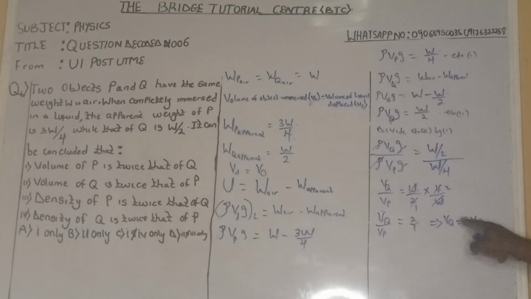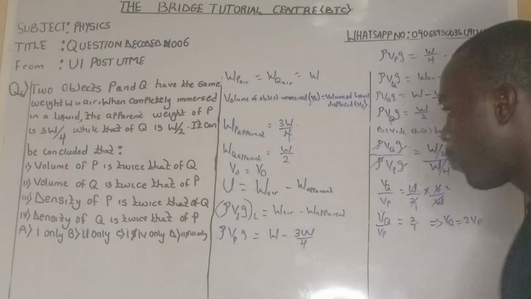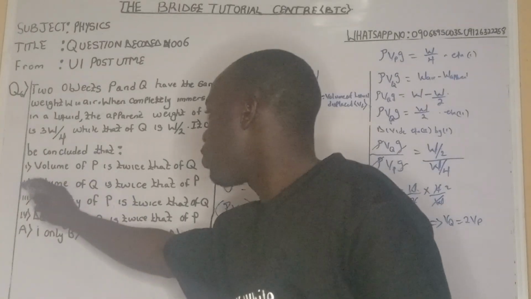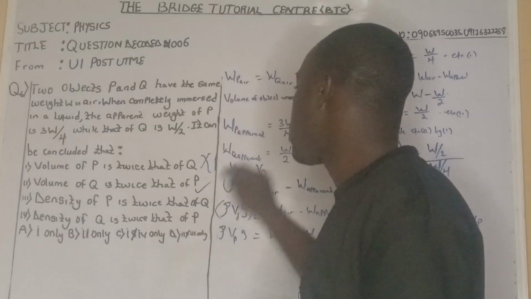So you can see that the volume of Q is twice the volume of P. So which one is correct then? The volume of Q is twice that of P. So we know that Roman 2 is correct. So this is wrong, and this is correct.